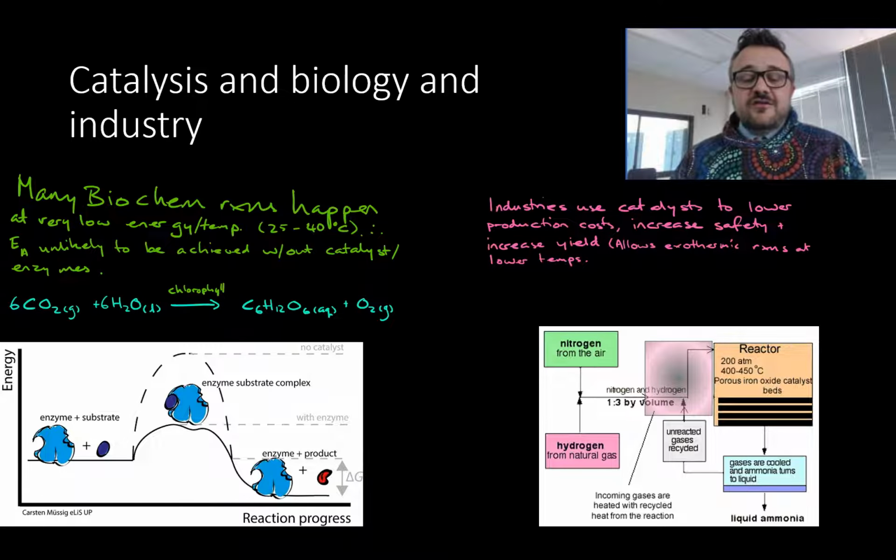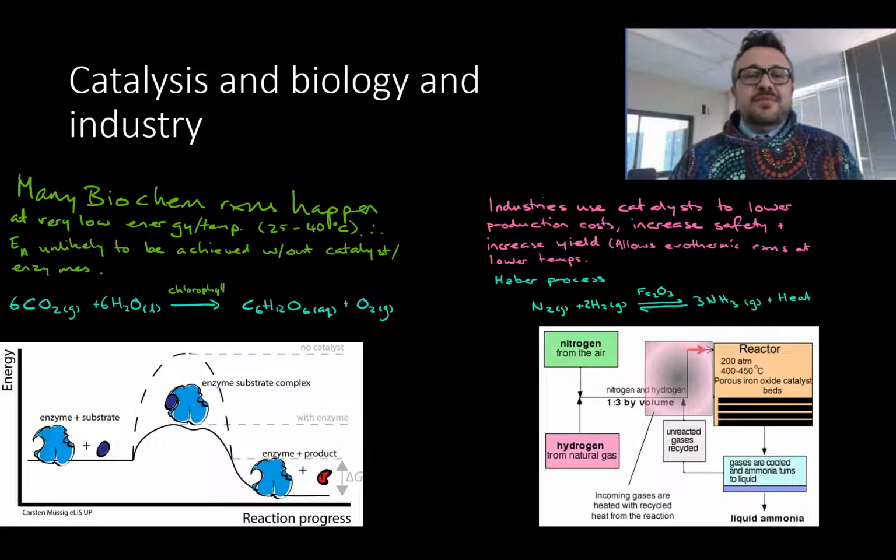And over here in industry, we use catalysts for lots of reasons. One's to lower the production costs, to increase safety, and increase the yield. Because, for example, in an exothermic reaction in equilibrium, if we increase the temperature, we will produce less products and more reactants. So if we have a catalyst, that means we can do it at a lower temperature.